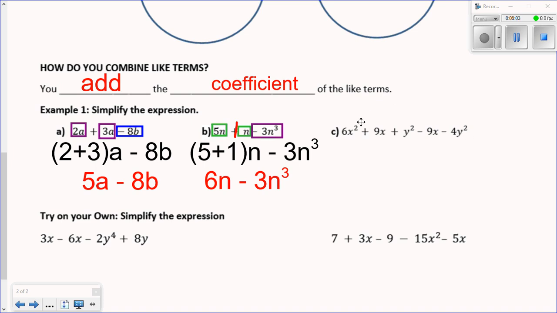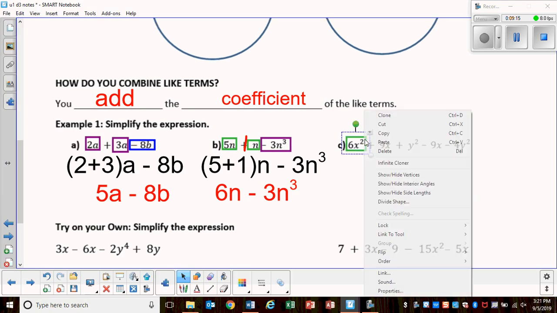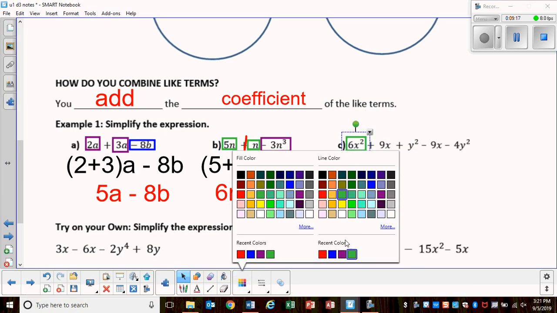Okay? So now I'm going to go through. So I have an x squared. I think I did this wrong. I totally did this wrong. So my notes are going to be a little off. I've got a 6x squared, which actually should not be that color at all. It should be something else because it doesn't match with anything. Let's make it yellow. Okay, there's no other x squareds.